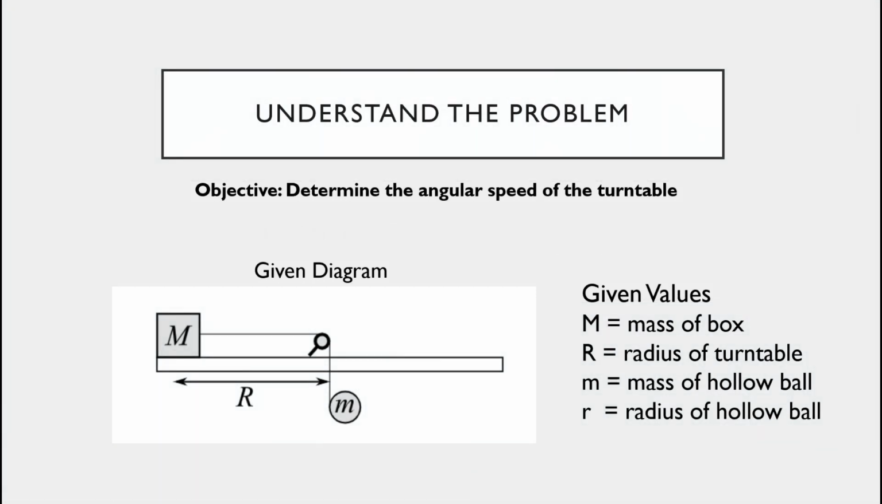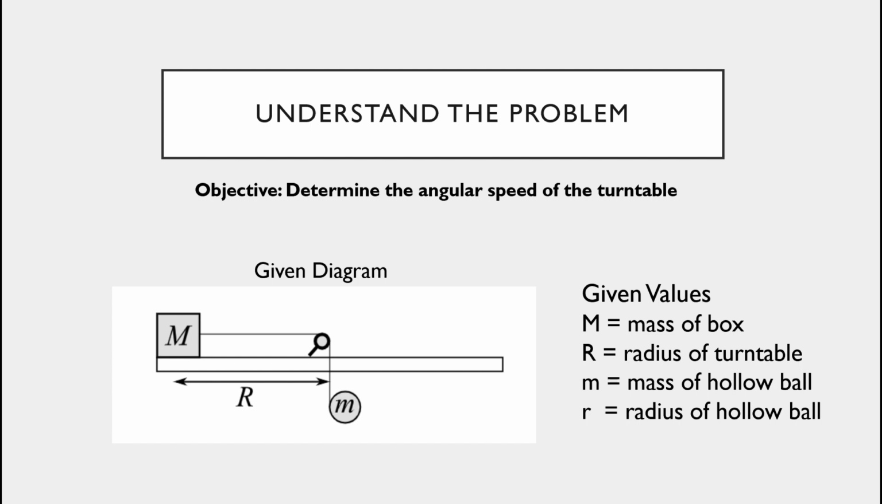For this project, our group decided to do problem number 1. The objective of problem number 1 is to determine the angular speed of the turntable. The other aspects of the turntable system are the mass of the box that is sitting on the turntable, which is represented by big M. The radius of the turntable itself is represented by big R.